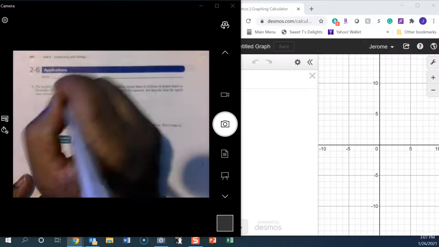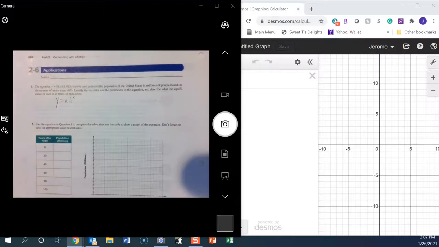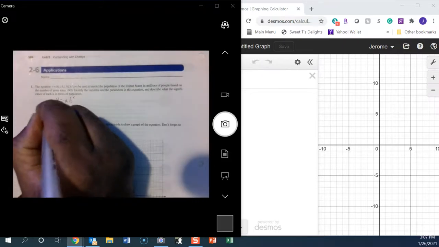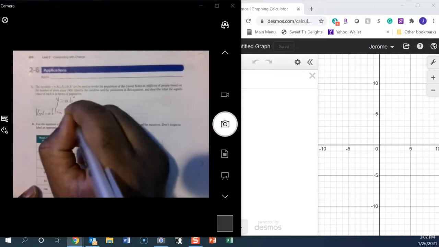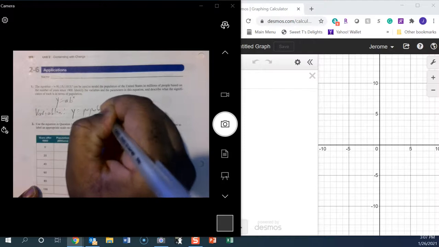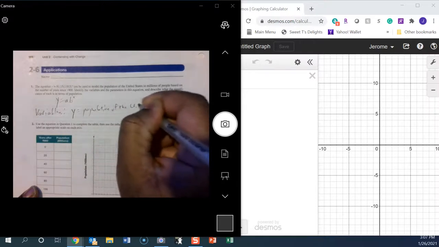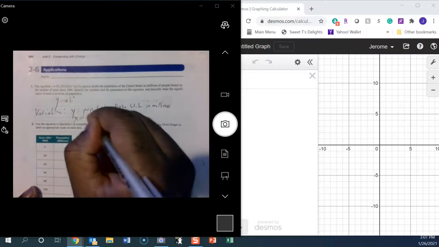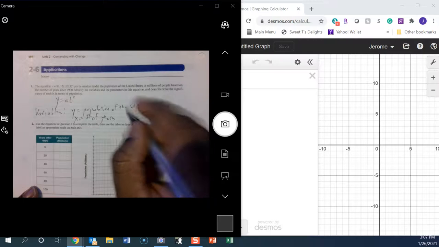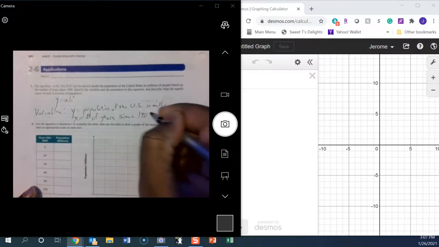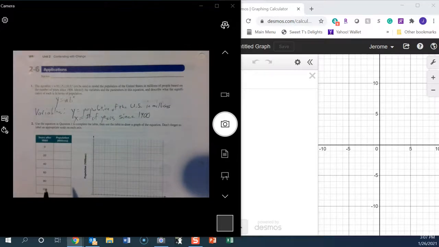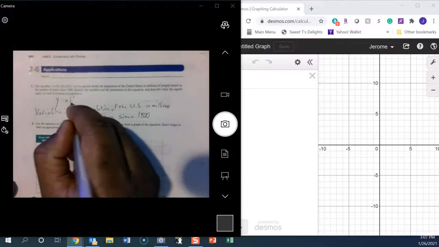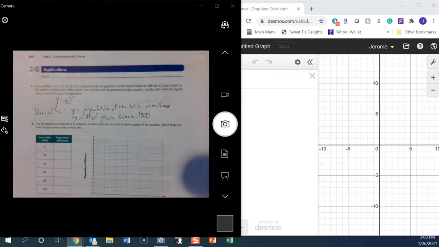So we know that the formula is y equals ab to the x. That's our typical formula. So now our variables here are y is equal to the population of the US in millions, and then x is the number of years since 1900. Now they ask us for the parameters. So when they're talking about the parameters, they're basically asking us what is A and B. What is A and B equal to?